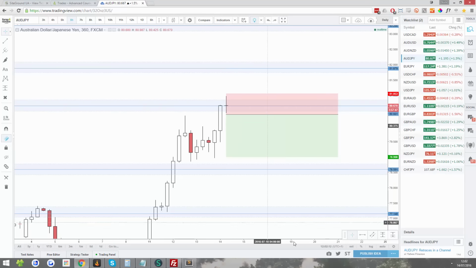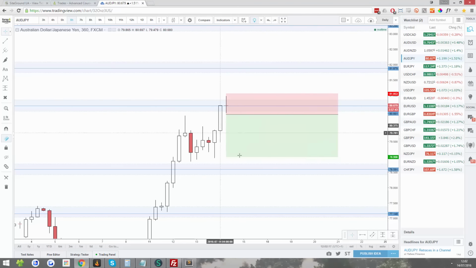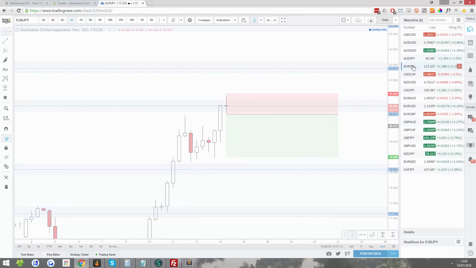So we need to wait for this candle to close, but based on what I'm seeing right now, this is roughly how I would take the trade, but be aware this might and probably will change by the time this candle closes.